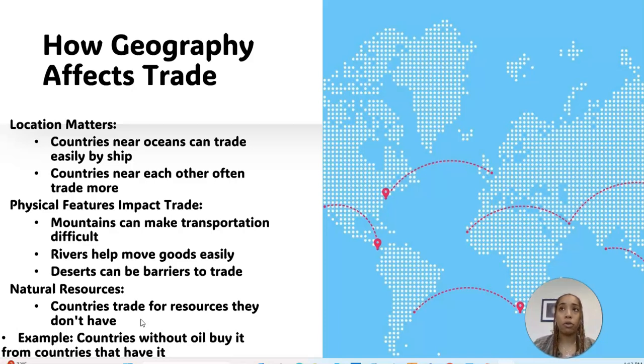Countries near each other will trade more often. An example is that the U.S. trades the most with Canada because we are right next to each other.